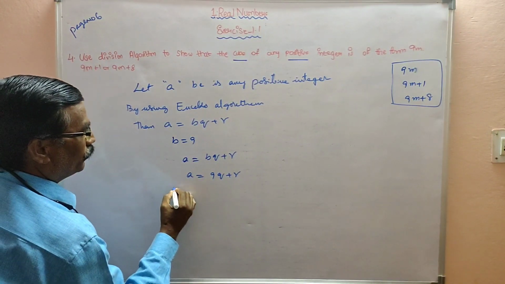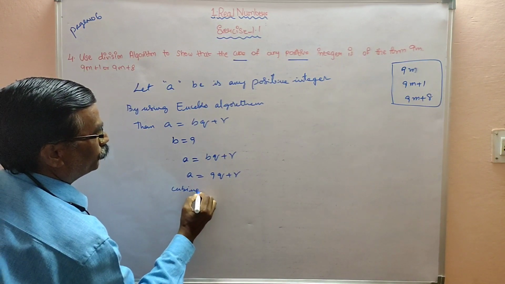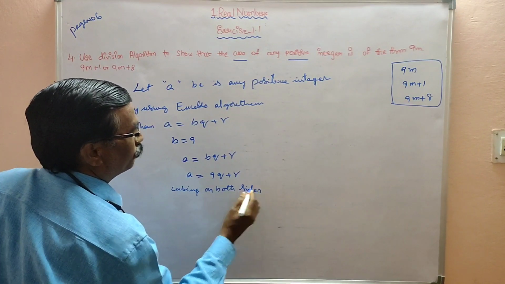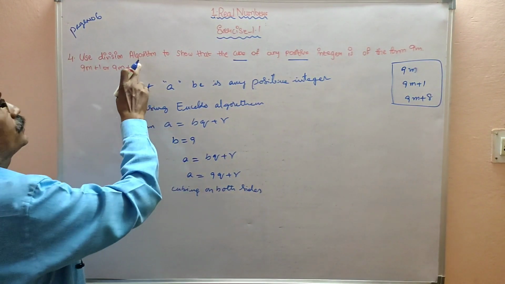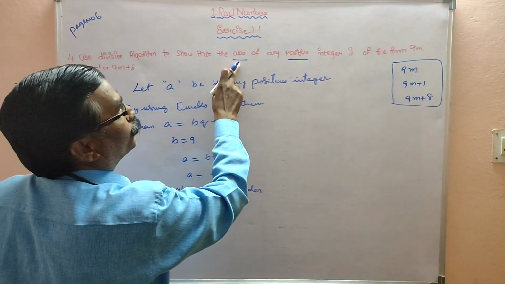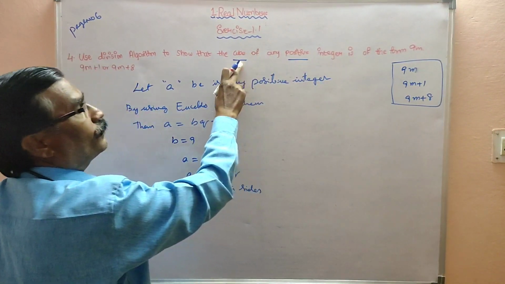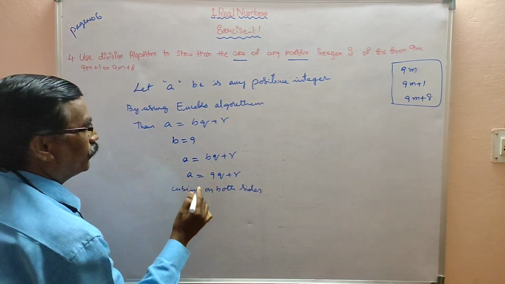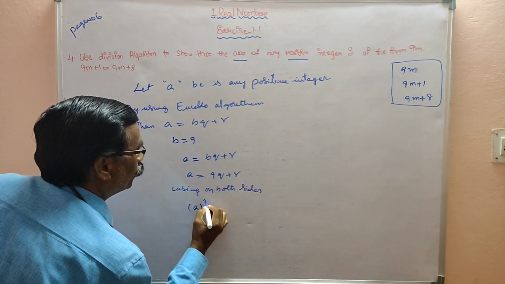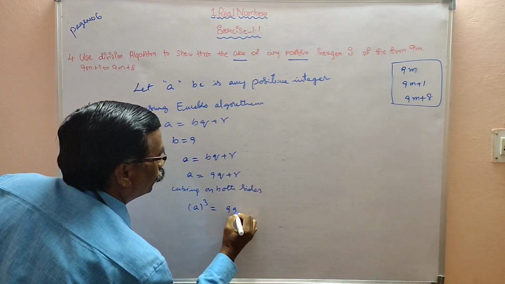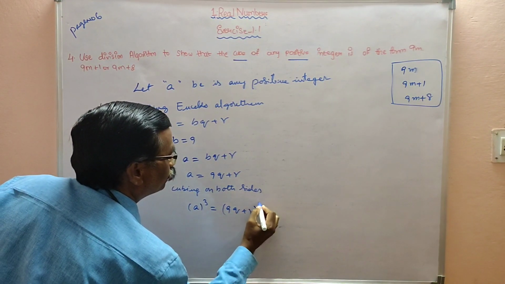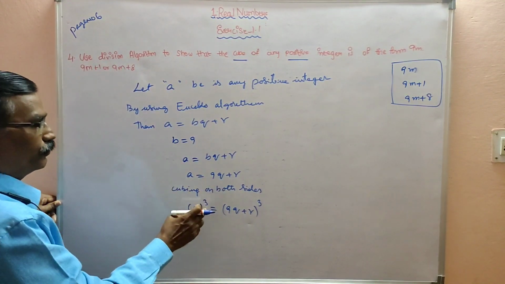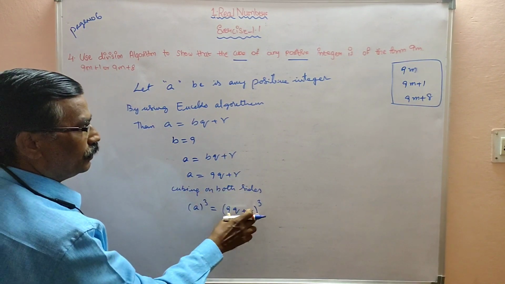Now I am cubing on both sides. Why am I cubing on both sides? Because in the question, we have to show that the cube of any positive integer. So cubing on both sides, a whole cube equal to 9q plus r whole cube.